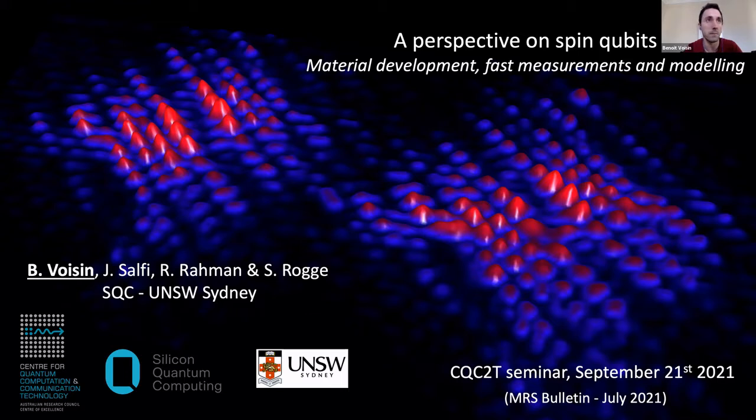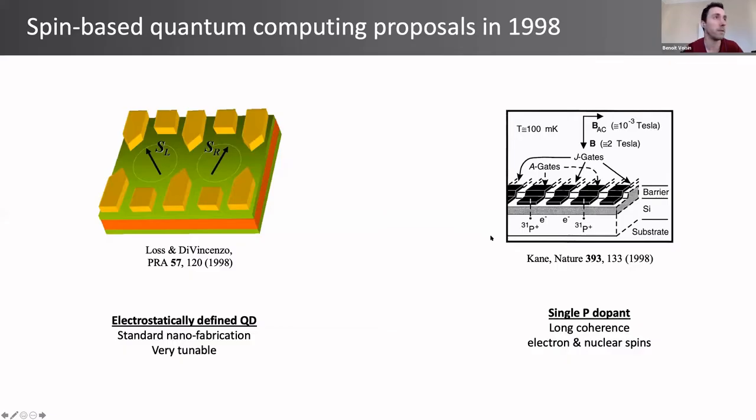And this talk is basically tied to a review article that we recently published in MRS Bulletin in the July issue, together with Joe Salfi, Rajib Rahman, and Sven Rogge from UNSW. And Joe's left us, took an associate professor position in UBC about 2 years ago.